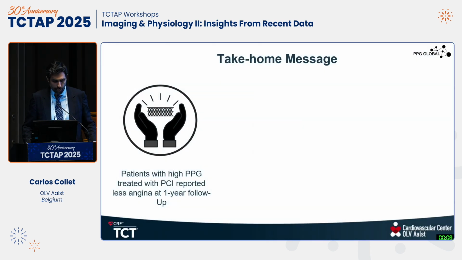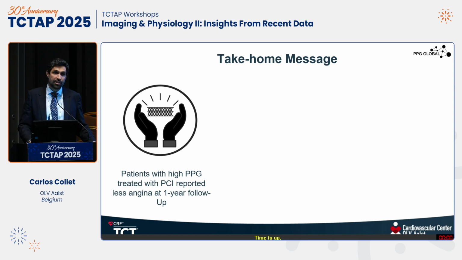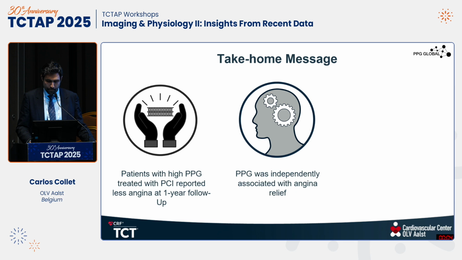Nevertheless, I think it's fair to conclude that if you have a patient that has focal disease by physiology, and this is not anatomy, this is physiology, quantified by a high PPG, it is very, very likely that that patient will be completely asymptomatic after you perform the PCI.